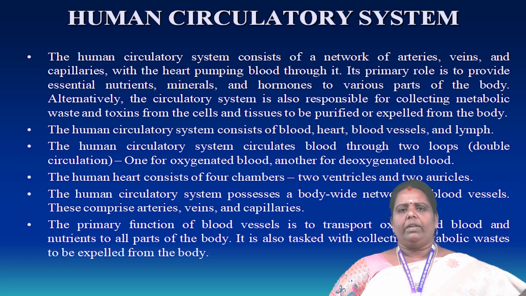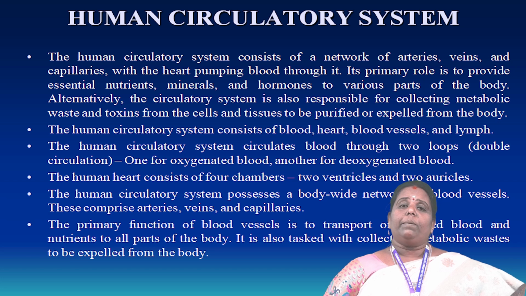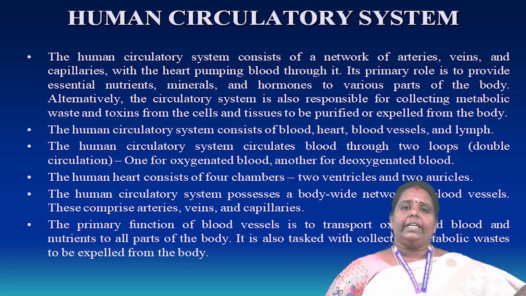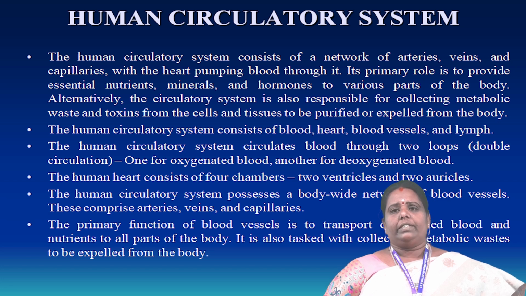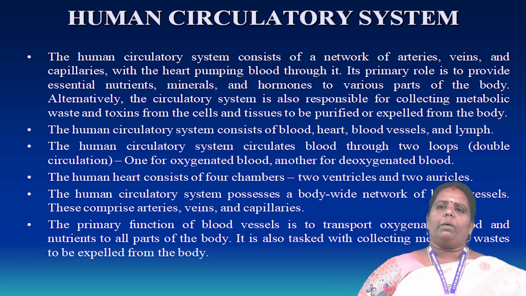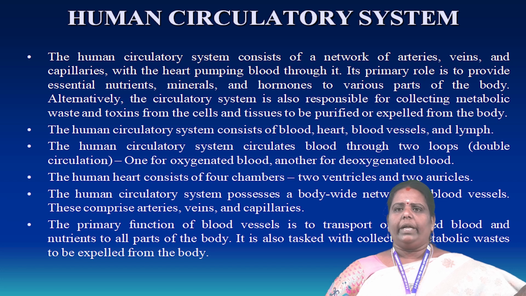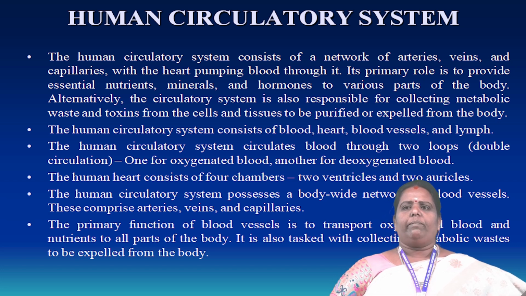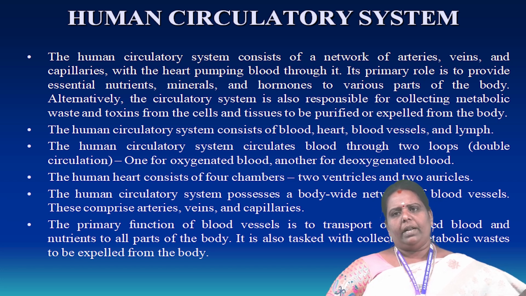What is the role of the lymph node? It gives the immunity power in the body. Immunity power means WBC secretion is highest in the lymph node. The human circulatory system circulates the blood through two loops, that is a double circulation: one for oxygenated blood, another one for deoxygenated blood.